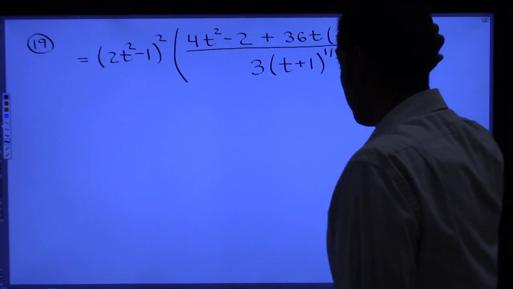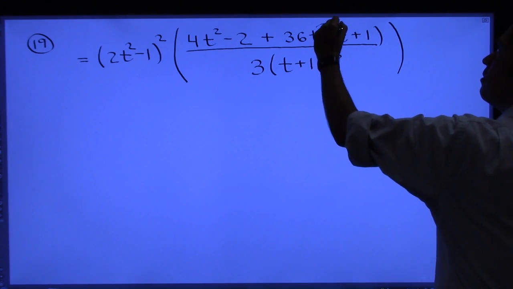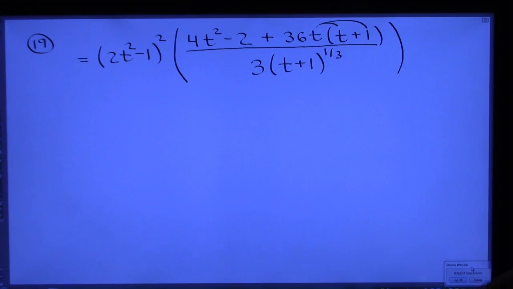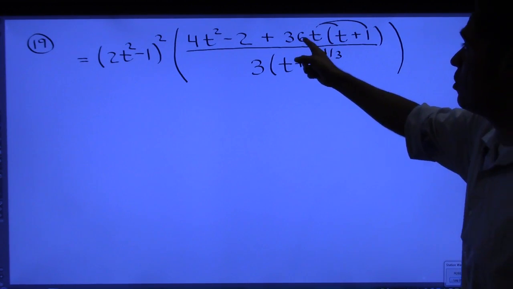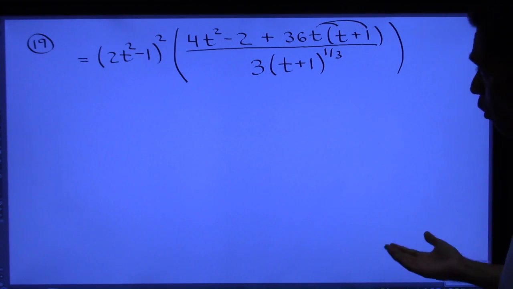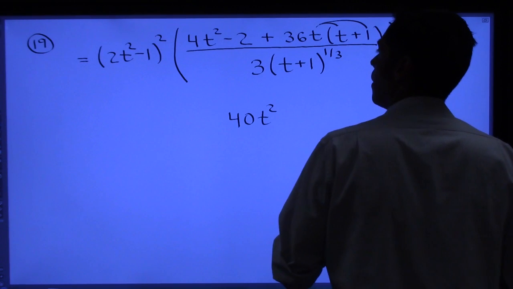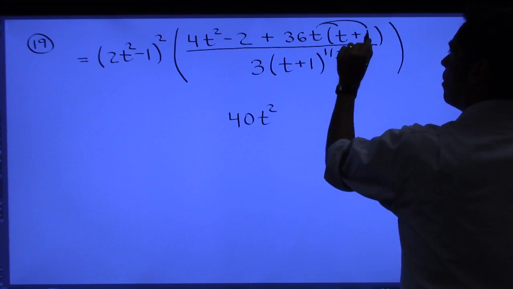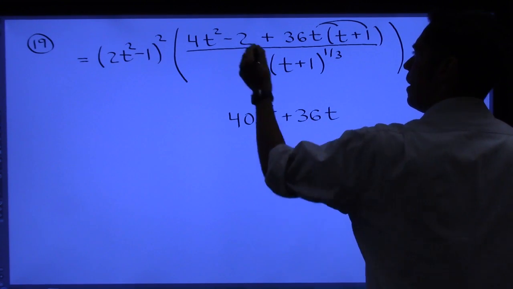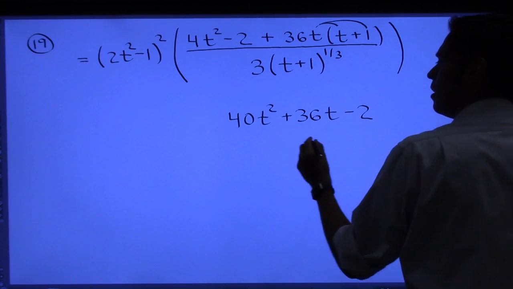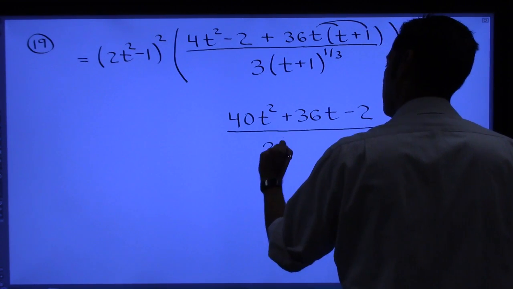All right. Now, in the numerator, I can clean up a little more. I can distribute this 36t through both of those. 36t times t is 36t squared, which I can add to 4t squared to give me 40t squared. And then I'll have 36t when I go through there, plus 36t. And then I have a minus 2 up there still. And all of that over my common denominator.